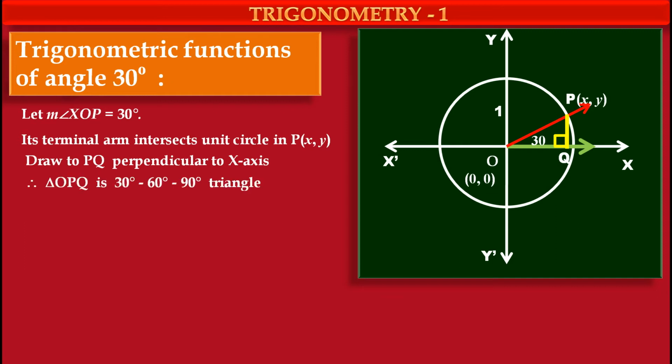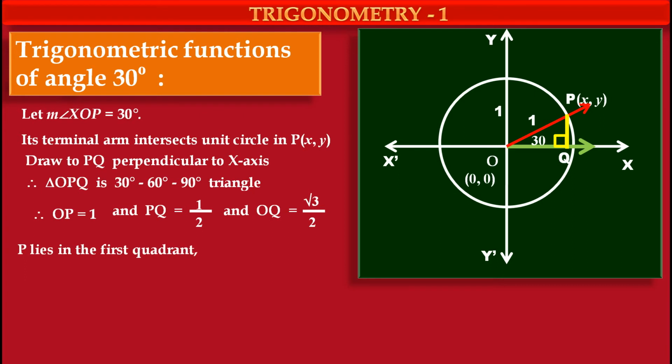That's why triangle OPQ is a 30, 60, 90 degrees triangle, because angle XOP is 30, angle OQP is 90 and the remaining angle is 60. In this triangle, side OP is the hypotenuse of triangle OQP, and also it is the radius of the circle, so the length of side OP is 1 unit. Now side PQ is opposite to angle 30, and that's why the length of PQ is equal to 1/2. And side OQ is opposite to 60, and that's why its length is √3/2.